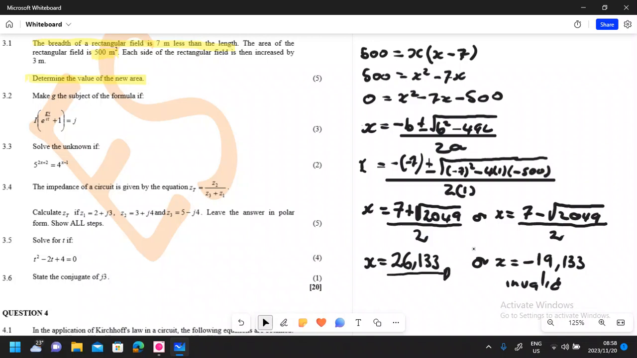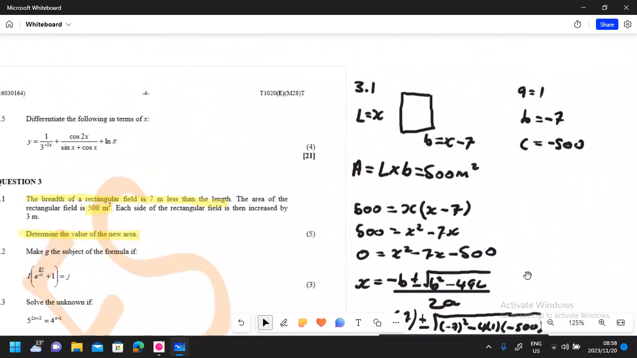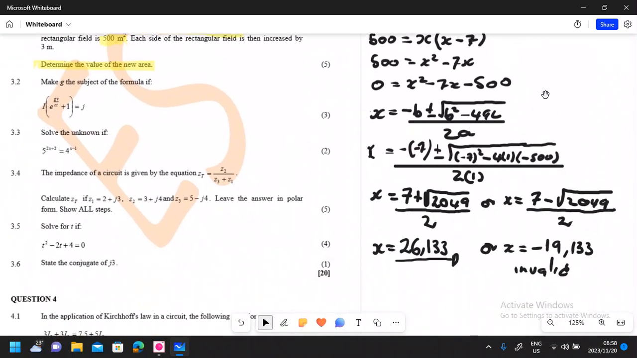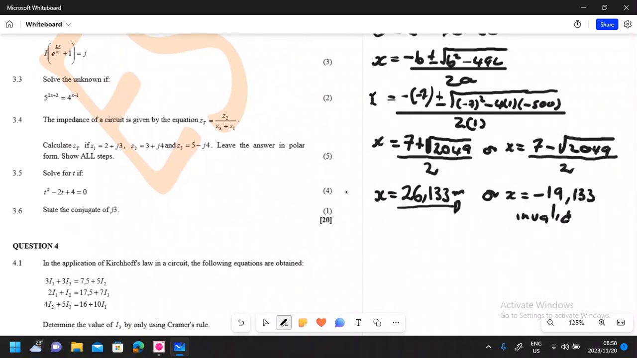So x, which is equal to the length, our length is gonna be 26.133 meters. Let's not forget meters there. So what about our breadth? Remember, breadth is b, and it's x minus 7.